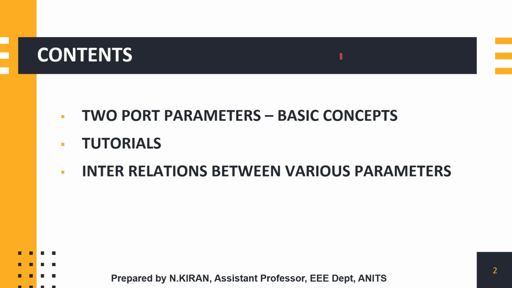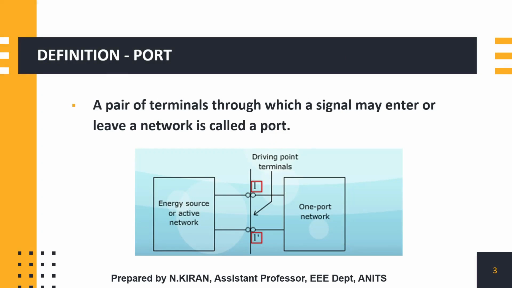So in today's lecture, we are going to see some of the basic concepts regarding two-port network. First, the definition of port is nothing but a pair of terminals through which a signal may enter or leave a network. Here, as indicated, 1 dash is nothing but a port. Since we have only one pair of terminals, this network is called one port network.